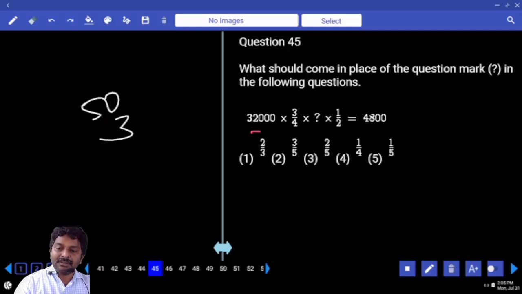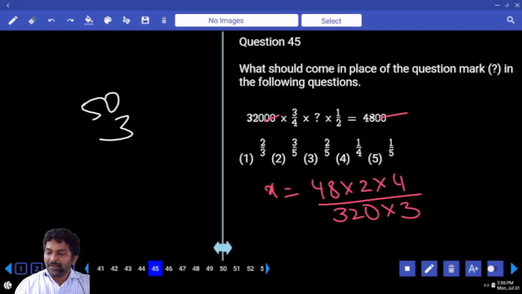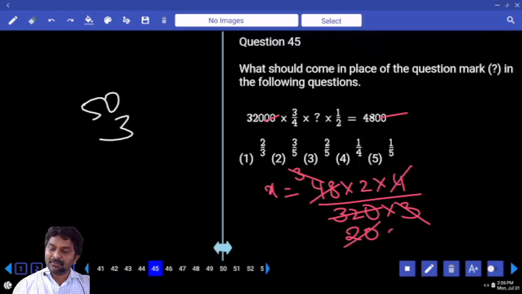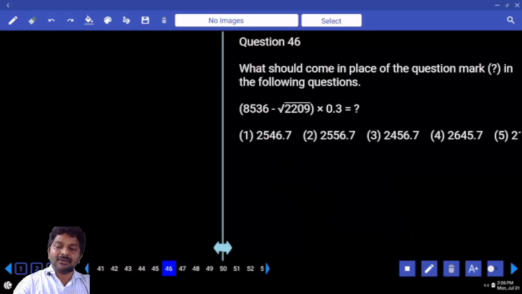Right. These values go to the right hand side. 2 zeros, 2 zeros, straight cancellation. Then x is equal to 48 into 2 into 4 by 320 into 3. Correct? So now 16 3 times, 20 times 3 gets cancelled. 4 2 by 5. Next, the under root value.